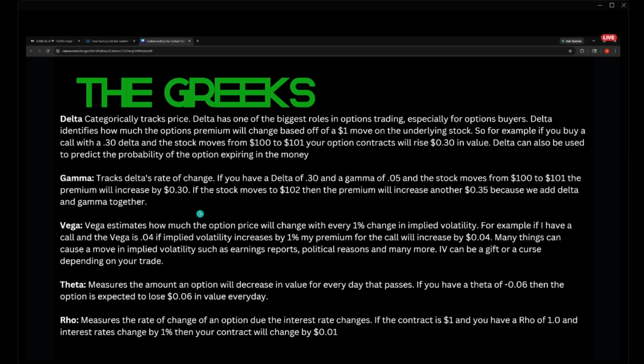That's how people use it. I've never been a person to do that. However, if people see a .30 delta, they'll say that it has a 30% chance of closing in the money. That's what they say. I've never really subscribed to that ideology at all.